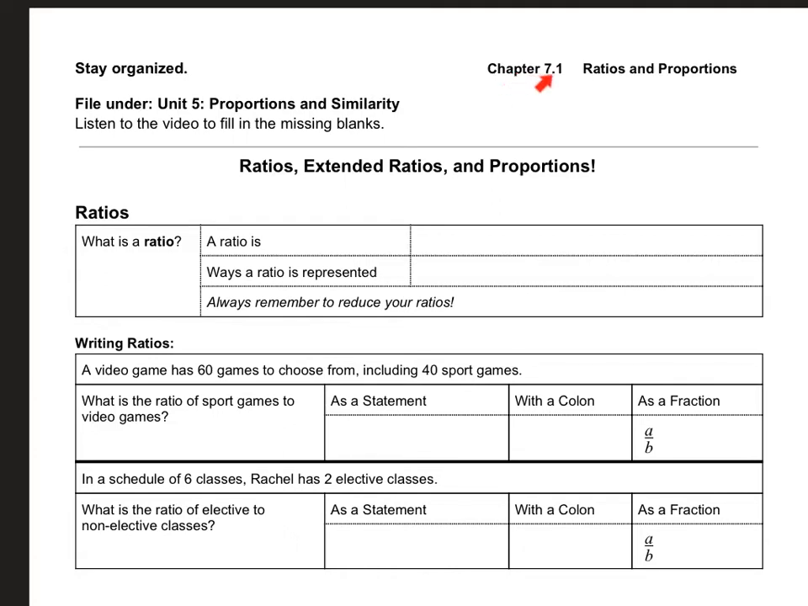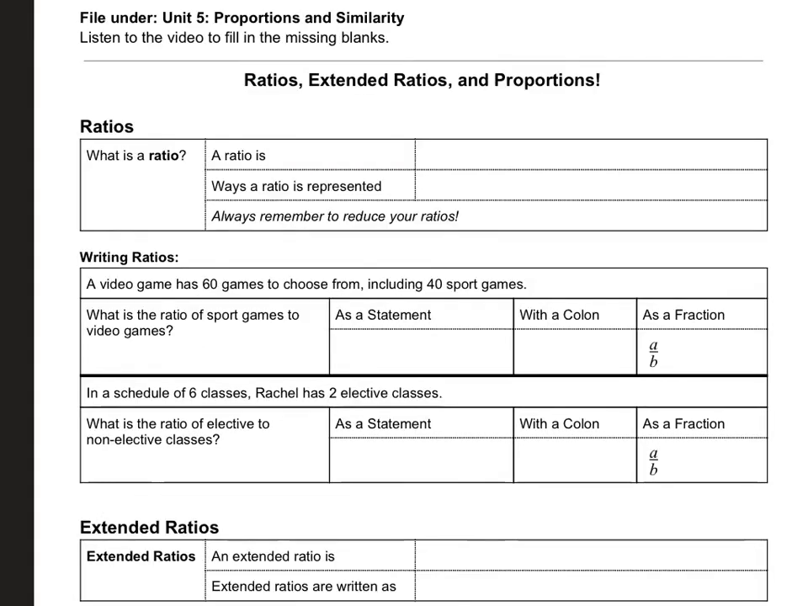This is chapter 7, section 1. We're going to focus on ratios and proportions. The file is under unit 5, proportions and similarity. Okay, so we're going to focus on ratios, extended ratios, and proportions in this set of notes.